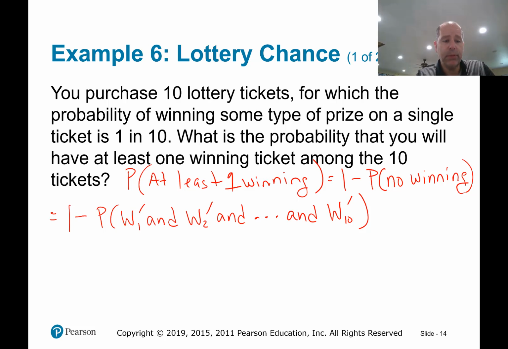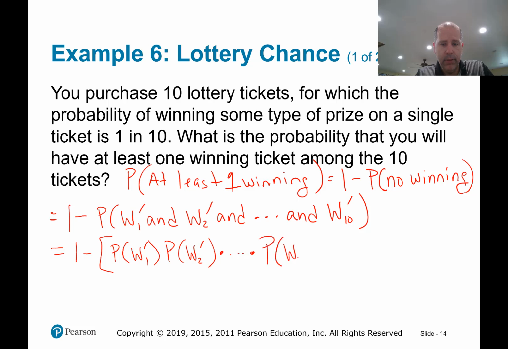Okay, so I'm going to use the simplified multiplication rule. So then I'm going to write this as its individual probabilities. So this is going to be 1 minus, and I'm going to put brackets because we're subtracting the whole thing, the probability that the first ticket is not a winner times the probability that the second ticket is not a winner, and then of course times all the way to the probability of the 10th ticket not being a winner.